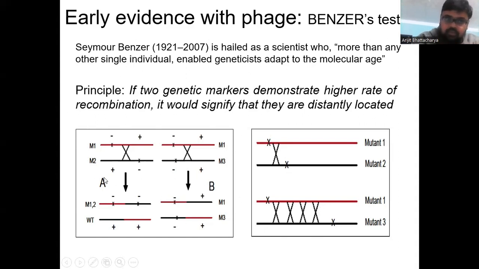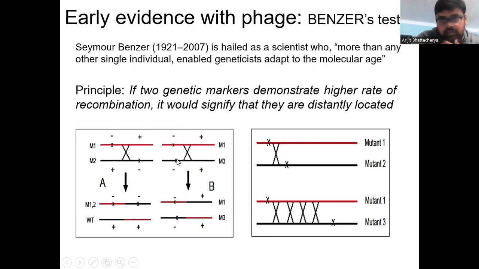And if you look into this diagram, say M1 and M2, these are two mutants, where in this particular position it's minus, here it's plus. And here it is plus, here it's minus. So these two can be recombined, and after recombination, they can produce a DNA with both plus and produce another DNA with both minus.